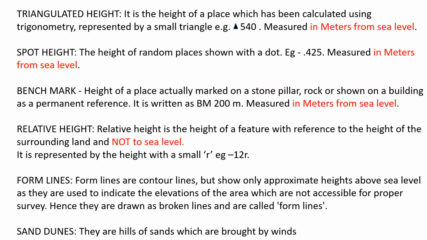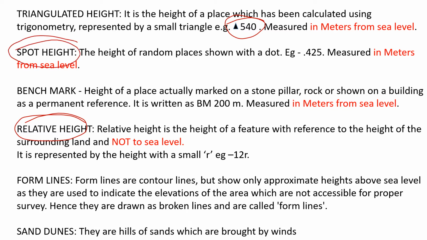There are some definitions I have given. Sometimes it might come here. Triangulated height is shown with a triangle, and the trigonometrical method is used. That's why we call this triangulated height. All are in meters from sea level except the relative height or relative depth. This is from the adjacent area, not from the sea level.